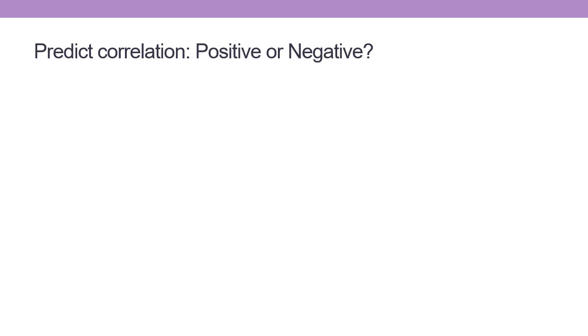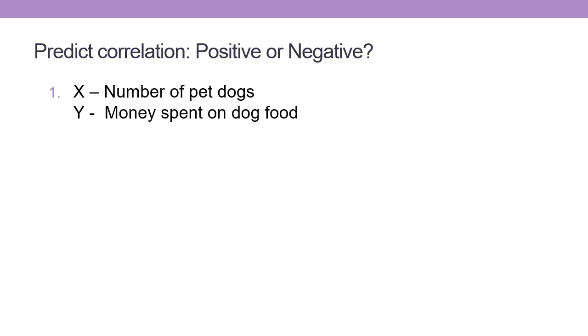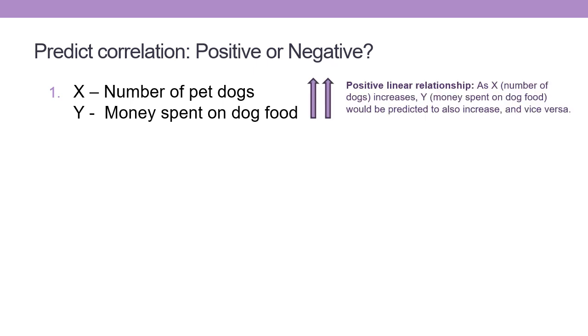So a little bit more about positive or negative relationships. One thing you're asked to do is to predict the direction of the relationship. Would it be positive or negative? So if we had the number of pet dogs as one variable and the y variable, the money spent on dog food, what direction would you predict? I would predict that the relationship would be positive linear.